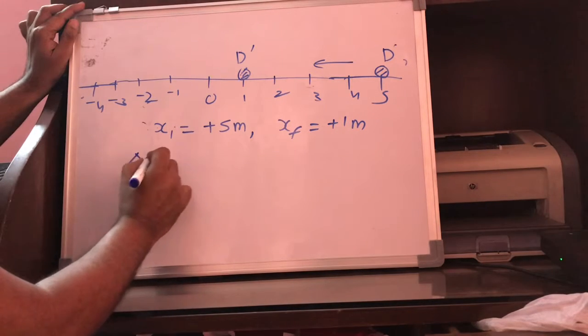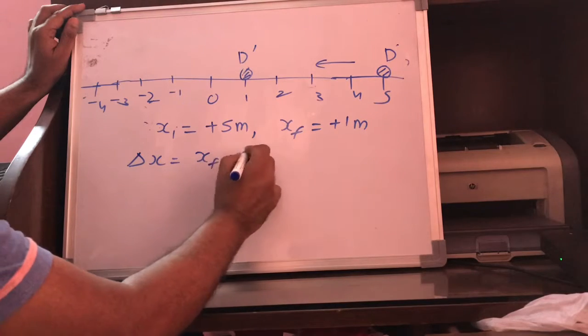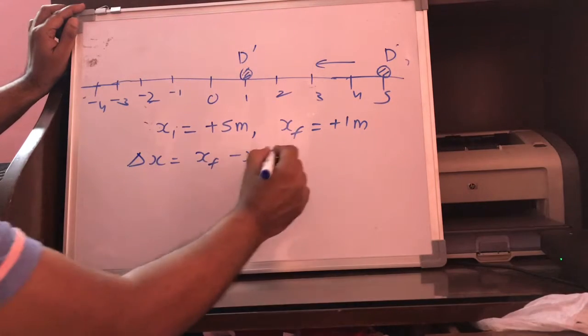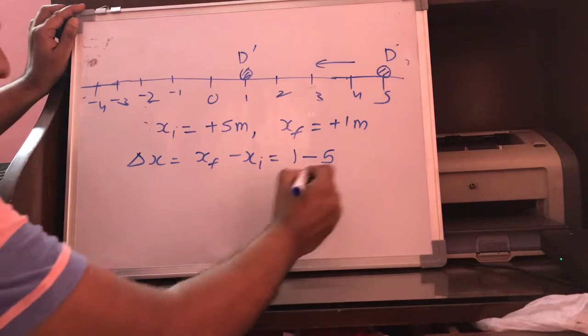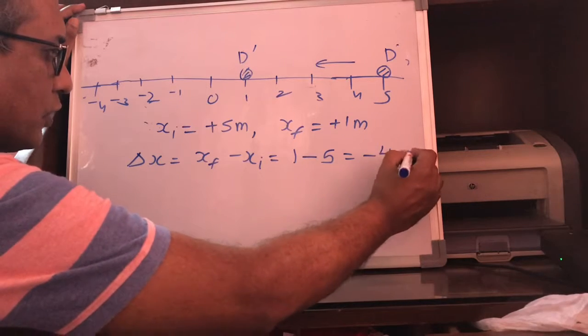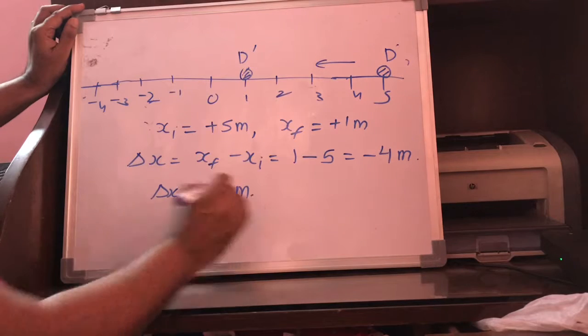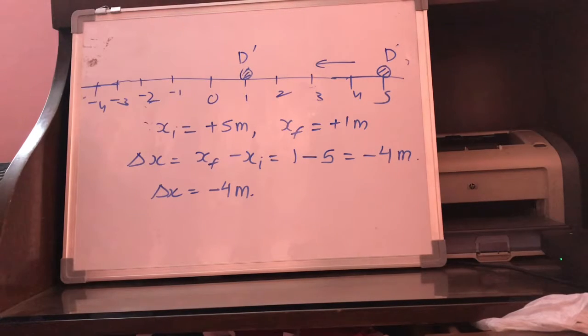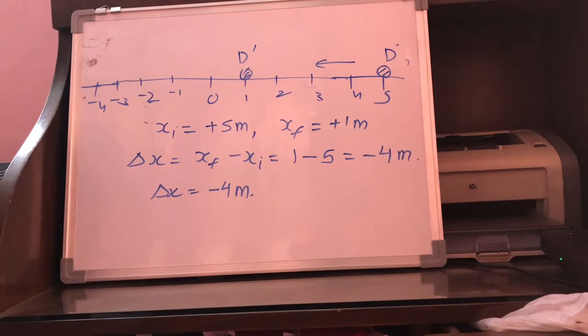So what is the change in position of the ball? The change in position of the ball will be equal to xf minus xi, which is equal to 1 minus 5, and 1 minus 5 will give you -4 meter. So in this situation, the change in position of the ball is equal to -4 meter. Okay. Now here you can see that the ball is on the right side of the origin, but still its displacement is negative, because the ball is moving in the leftward direction.